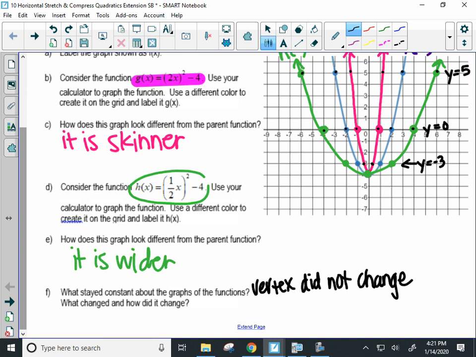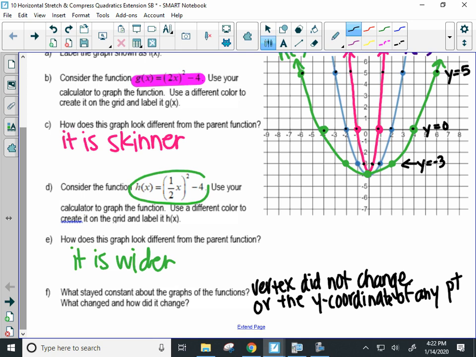And those were all points that were on my parent function, the same y value. But what changed about them? Well, I guess I'll add this here. The vertex did not change, or the y coordinate of any point. So all the y values stayed the same. What changed was the x value.